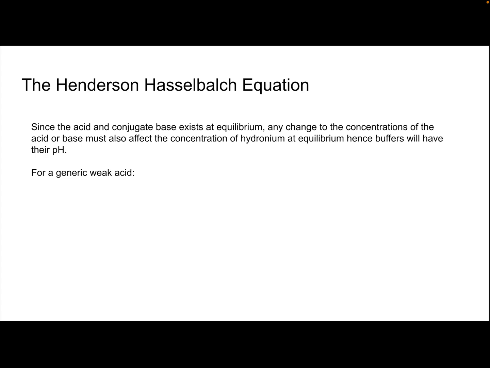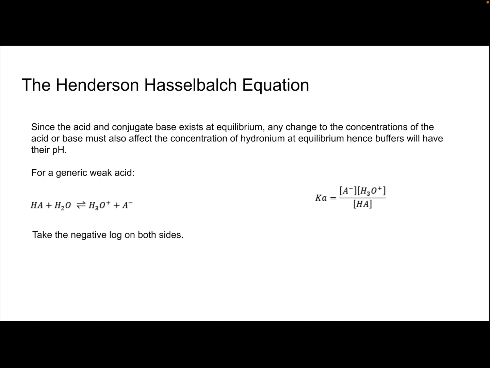So different buffer solutions, depending on the ratio of the acid to the base, are also going to have different pHs. For a general weak acid, we just call it HA. HA is going to react with water, and that's going to be in equilibrium with its ions, which are hydronium and A- ions. If we write out the Ka expression, it's going to be the concentration of A- times the concentration of hydronium divided by the concentration of the acid.